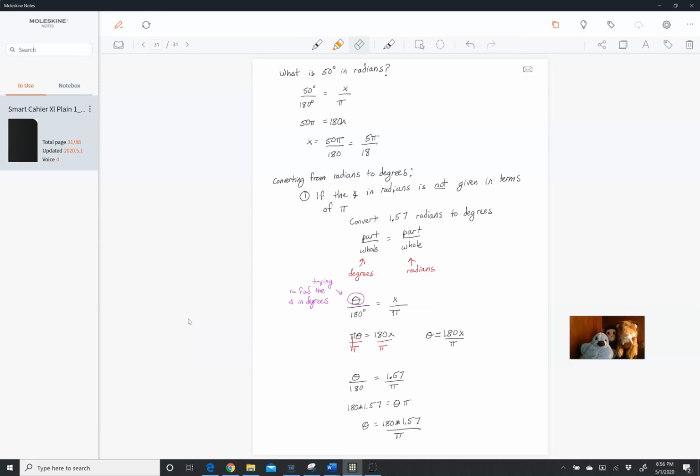You would not leave it in terms of pi because it's an angle in degrees. So you would actually multiply 180 times 1.57 and then divide by pi, and pi is on your calculators. Okay, and this would give you 89.95 degrees. Okay, so it's an angle in degrees, so you would not leave it in terms of pi. Convert it to a decimal.